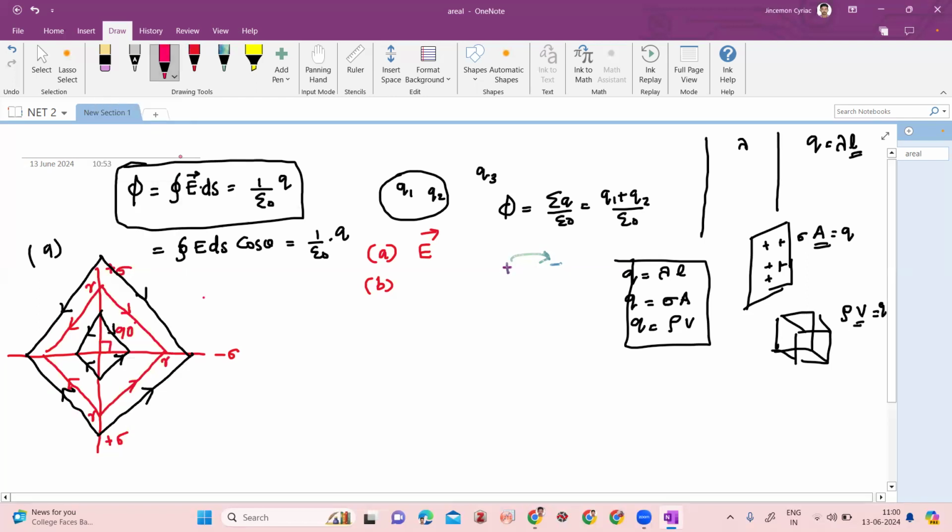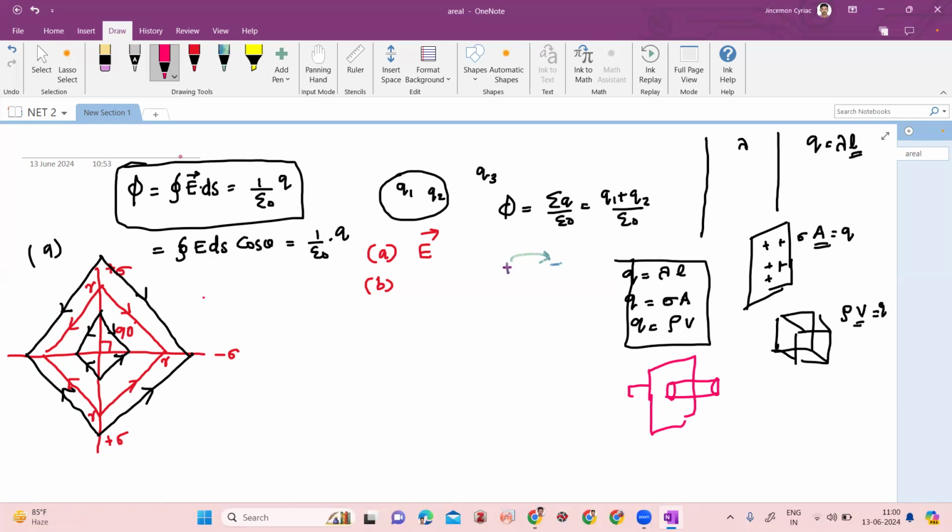So we know the value of the electric field for a charged sheet. If we consider a cylindrical Gaussian surface like this, then the electric field is equal to sigma by 2 epsilon 0. So due to plus sigma, the electric field due to a positive charged sheet is equal to sigma by 2 epsilon 0. That is the electric field value. And here the electric field is equal to minus sigma by 2 epsilon 0.